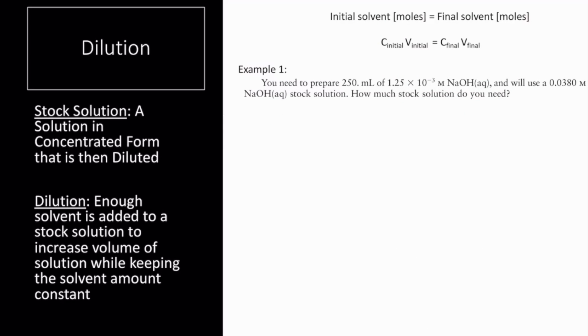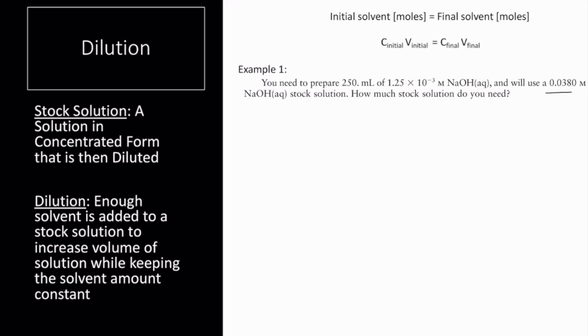Let's go over one example. So here it says that you need to prepare 250 milliliters of 1.25 times 10 to the negative 3 molar sodium hydroxide aqueous solution. And we'll use a 0.0380 molar sodium hydroxide stock solution. How much stock solution do you need?